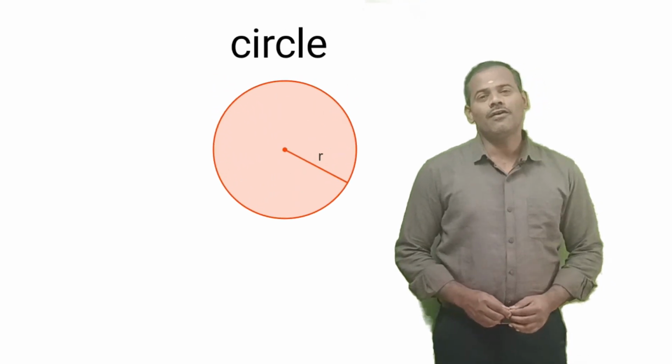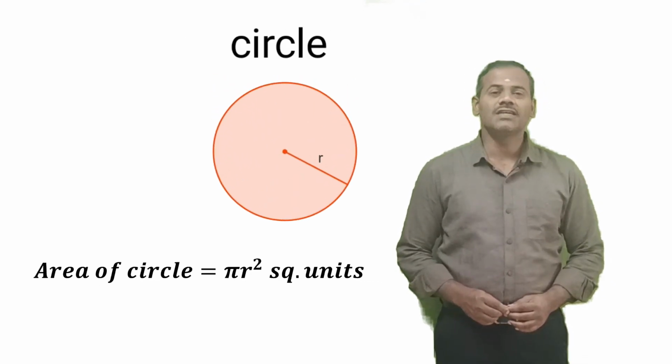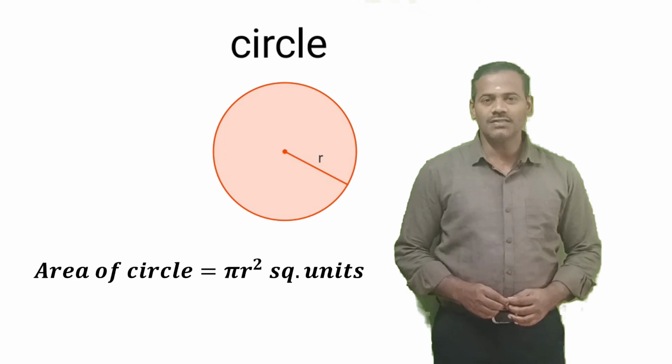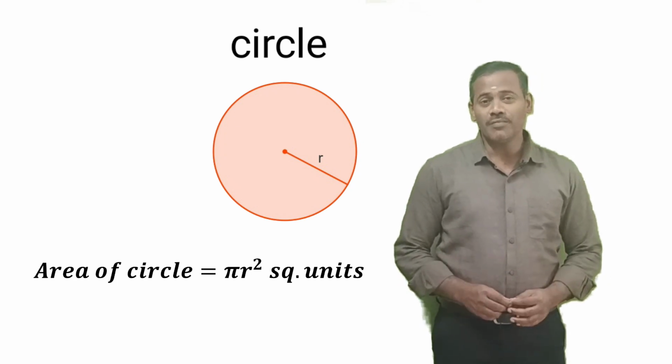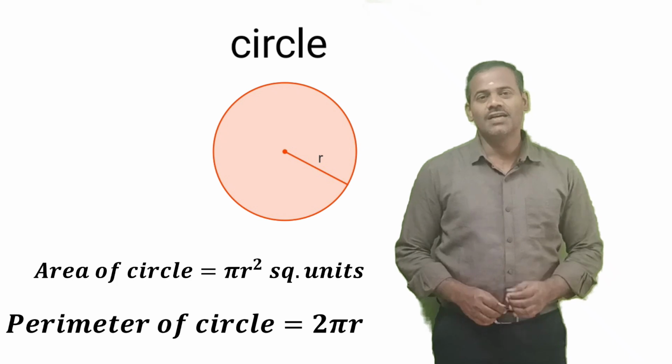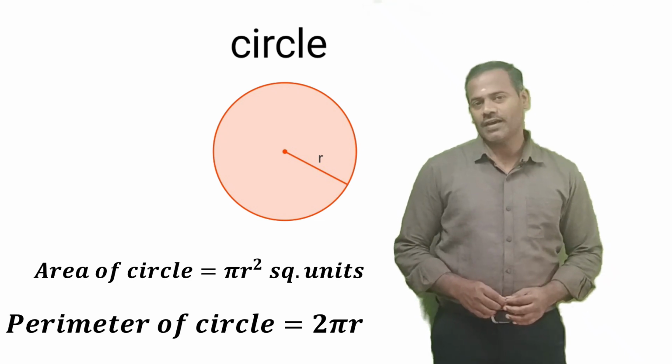Circle. What is the formula for the area of a circle? Yes, the formula for the area of a circle is pi r square units. And what about the perimeter of the circle? Yes, the perimeter of a circle is 2 pi r.